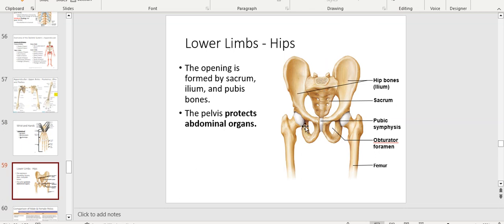The lower limbs, moving into the hips, the opening is formed by the sacrum, ilium, and the pubis bone. There are your hip bones, and there's the sacrum. This is the axial, not the appendicular. The pelvis protects the abdominal organs.